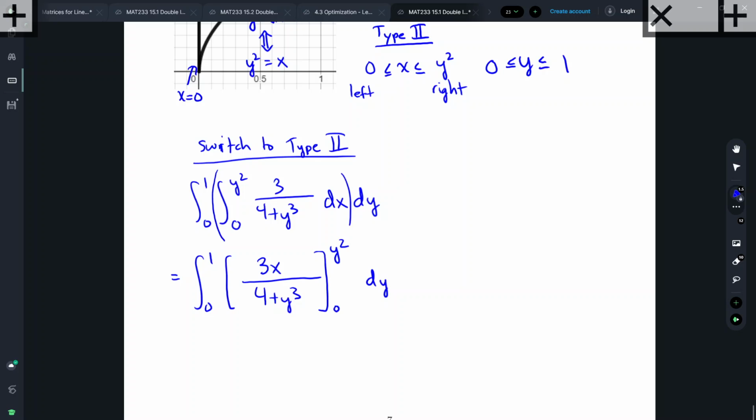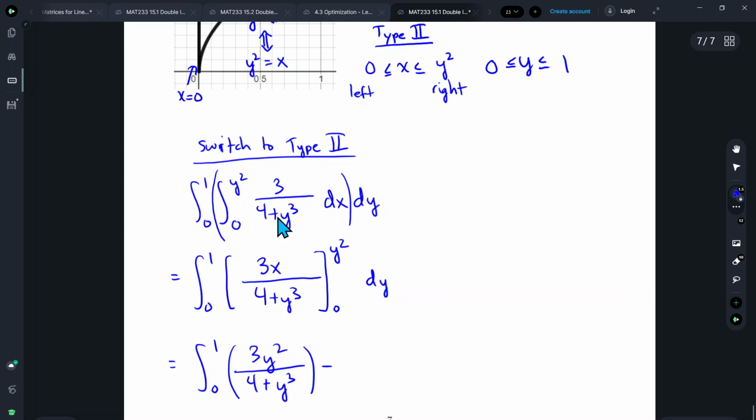Okay, so now we're plugging this in for x. So what do I get? The integral from 0 to 1 of 3y squared over 4 plus y cubed, and then minus, if you plug in 0, it's just 0, so that doesn't do anything. Okay, so this is what we get.